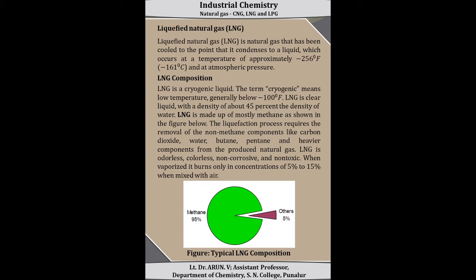The liquefaction process requires the removal of non-methane components like carbon dioxide, water, butane, pentane and heavier components from the produced natural gas. LNG is odorless, colorless, non-corrosive and non-toxic. When vaporized, it burns only in concentrations of 5 to 15% when mixed with air.